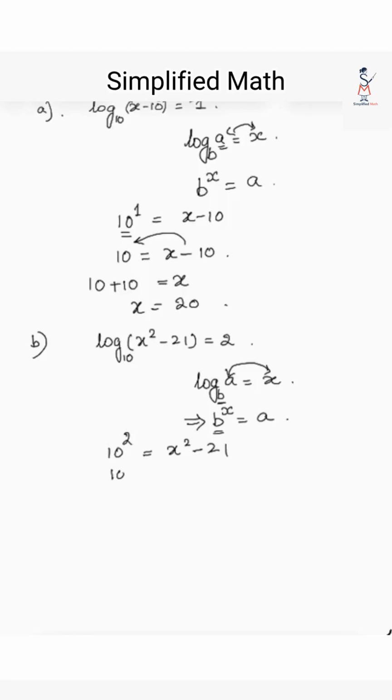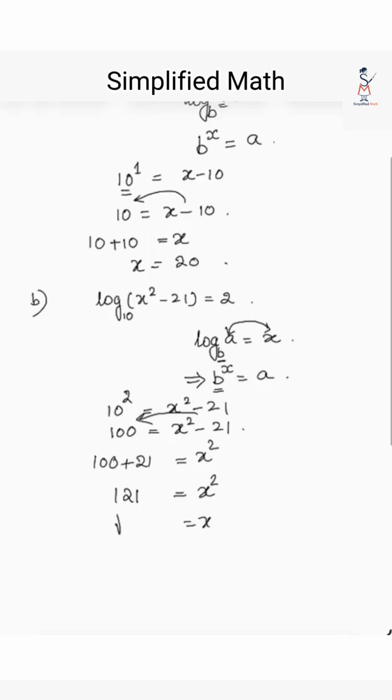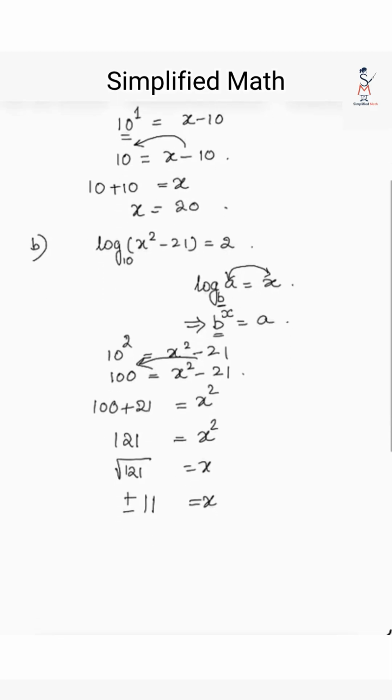10 raised to the power 2 is 100, is x square minus 21. So 21 goes to the other side and it becomes plus 21. That is 100 plus 21. So x square is 121. Now what is x? X is the square root of 121. So square root of 121 is plus minus 11. Plus 11 as well as minus 11.